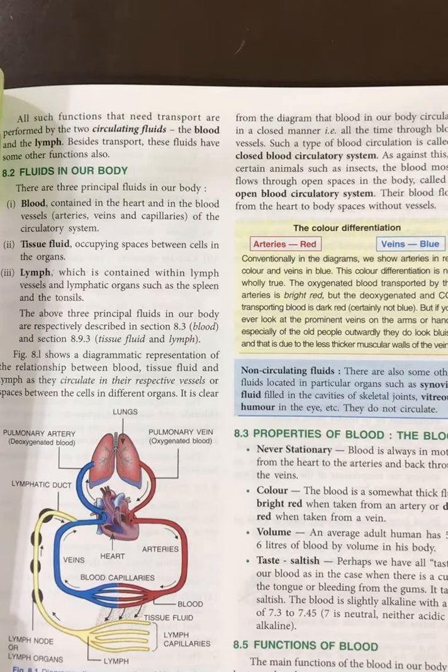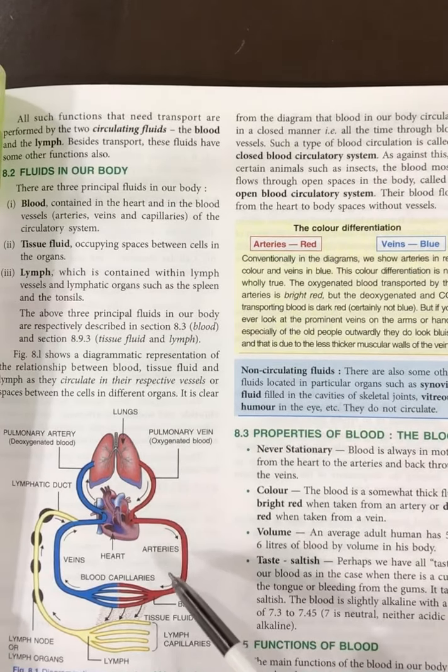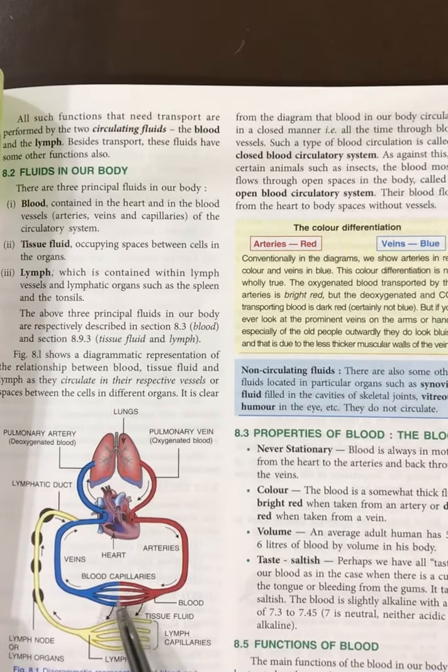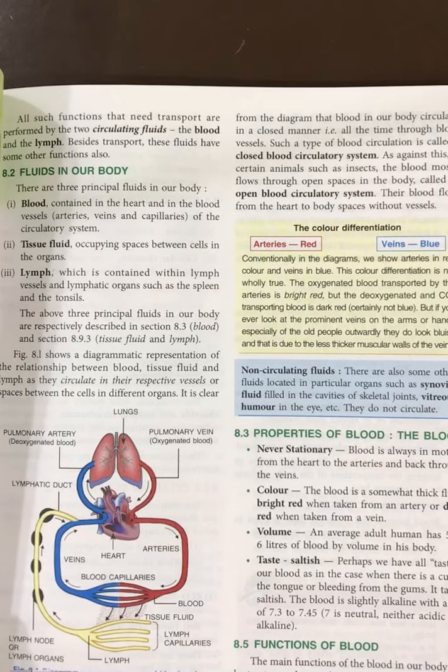Next, the above three principal fluids in our body are respectively the blood, the tissue fluid and the lymph, which are described in this diagram. This diagrammatic representation shows the relationship between the blood, the tissue fluid and the lymph as they circulate in their respective vessels or spaces between the cells in different organs.